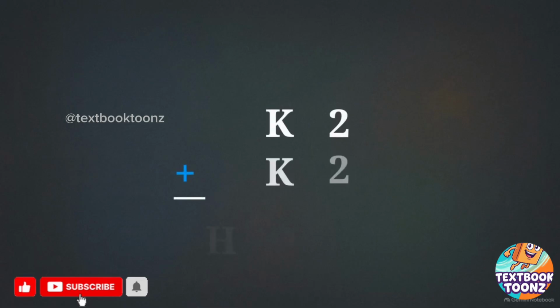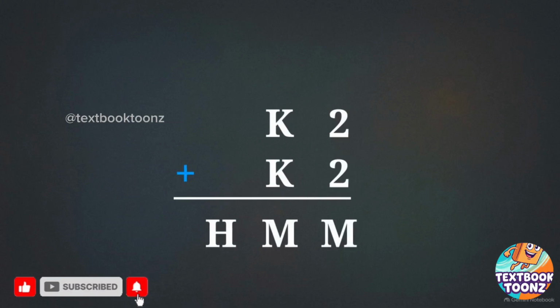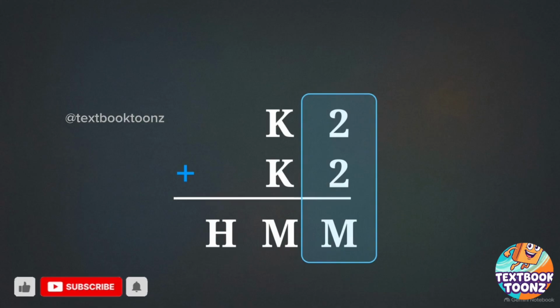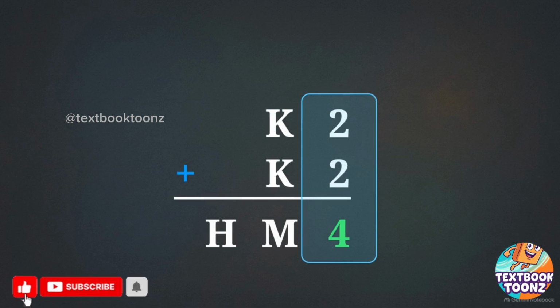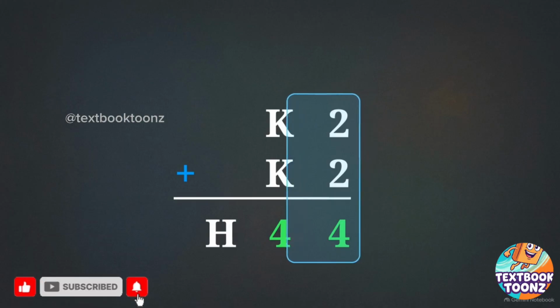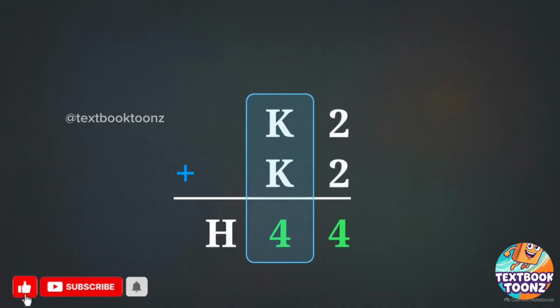This next equation, K2 plus K2 equals HMM, introduces multiple unknown variables across 3 different columns. We begin with the column where we have the most information, the units. Since 2 plus 2 is 4, we know that M must be 4. Because the sum ends in MM, the tens digit must also be 4.